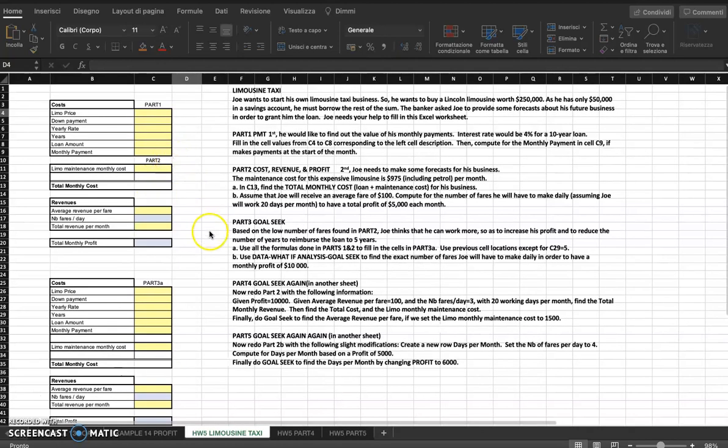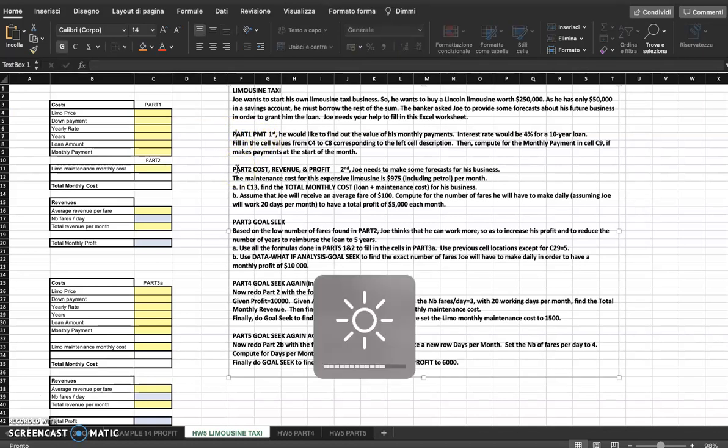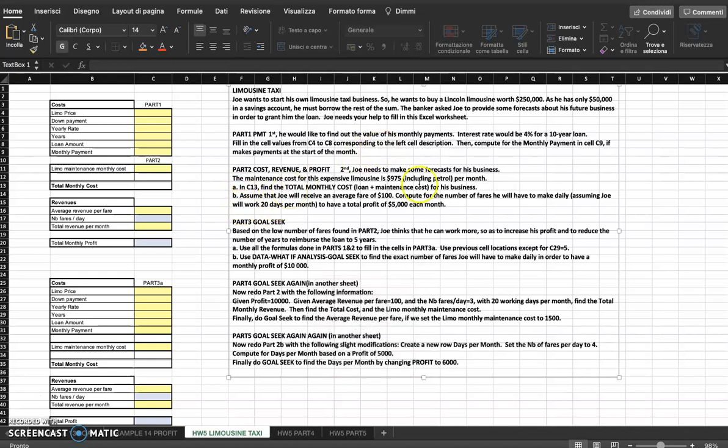Let's start with part 1. First of all, we have to read what the teacher is going to ask us to do in the first part. He would like to find out the value of his monthly payment. The interest rate will be 4% for a 10-year loan, filling the cell values from C4 to cell 8, corresponding to the left cell description. Then compute the monthly payment in cell 9.